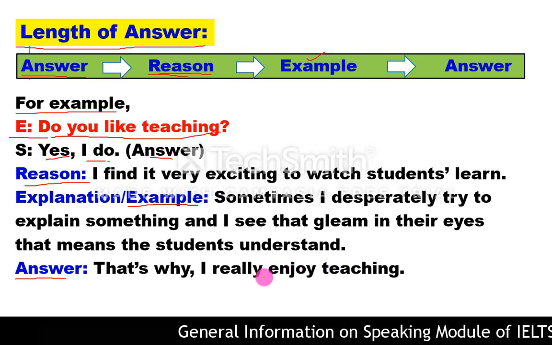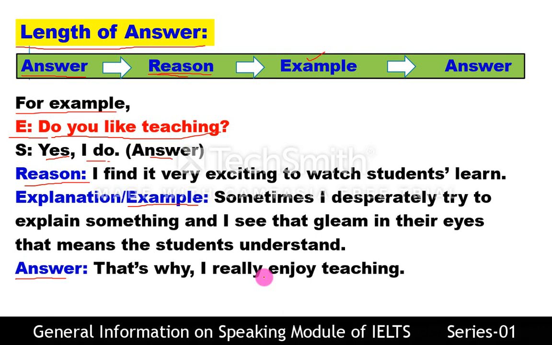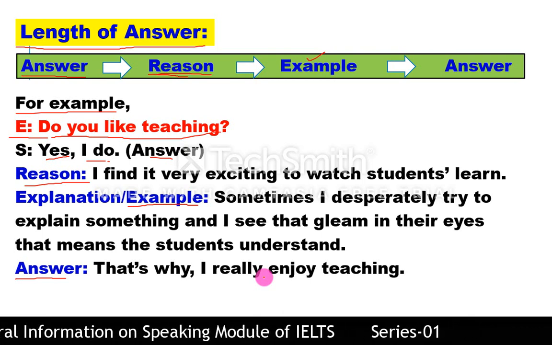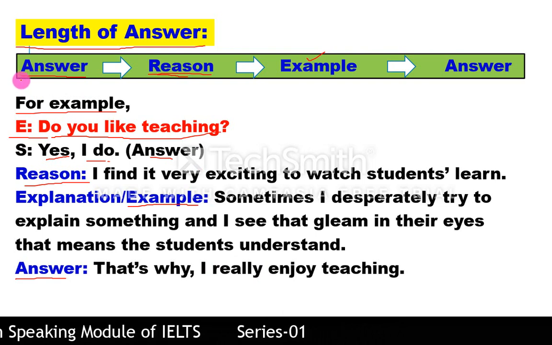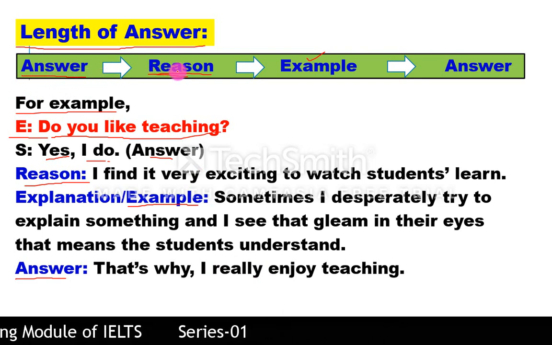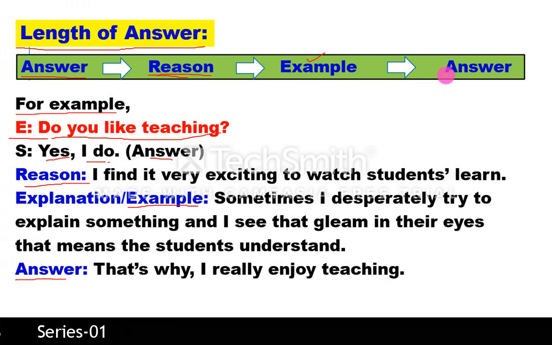Remember, a yes or no answer is not acceptable to the examiner. To have a good score, you have to answer this way. Answer first, then reason, then if you have any example, you give an example, then finally you should repeat the answer.